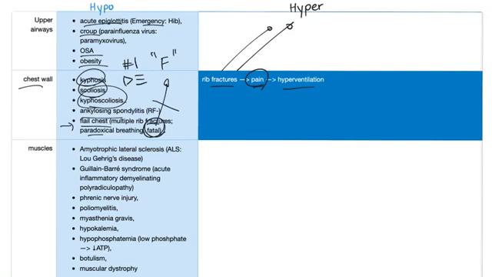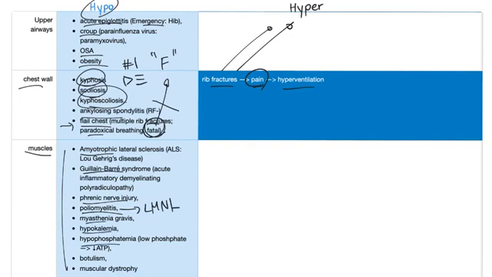So rib fracture is kind of in the middle. Muscles. Amyotrophic lateral sclerosis is going to lead to hypoventilation. All of this is going to lead to hypoventilation. Guillain-Barré syndrome, phrenic nerve injury, polio, which is a lower motor neuron lesion. Some people call it post-polio syndrome.